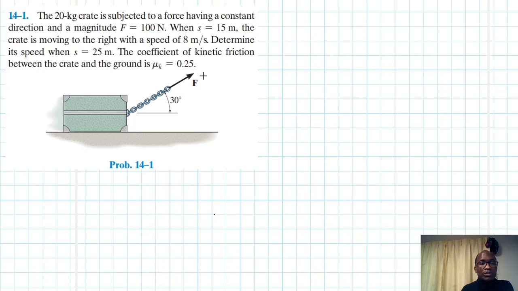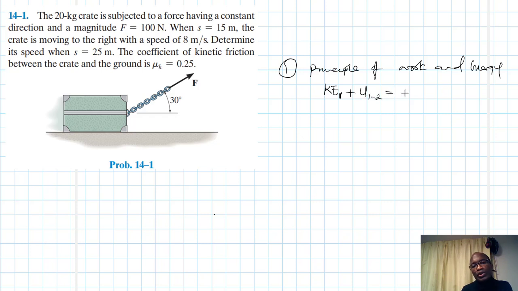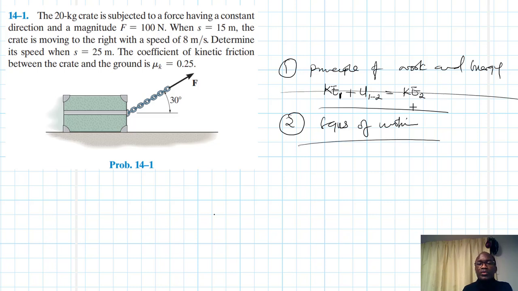We are going to solve this problem using two methods. The first one, for this chapter, is called the principle of work and energy, where the initial kinetic energy plus the work done from point 1 to point 2 is equal to the final kinetic energy. This is the equation that we are using. In the second one, we are going to use the equations of motion. Since we use two methods, we should be able to arrive at the same answer.